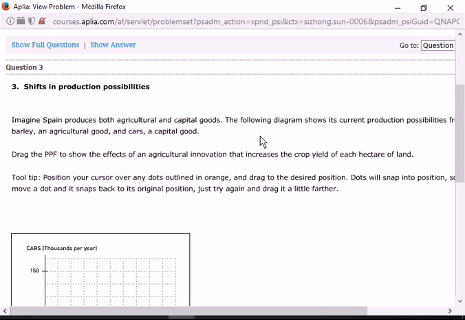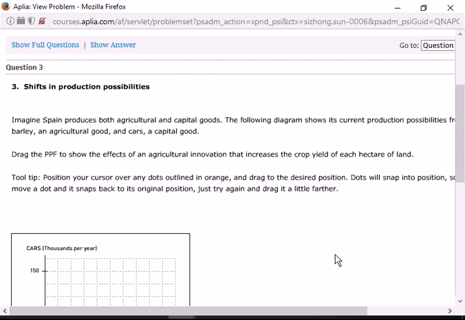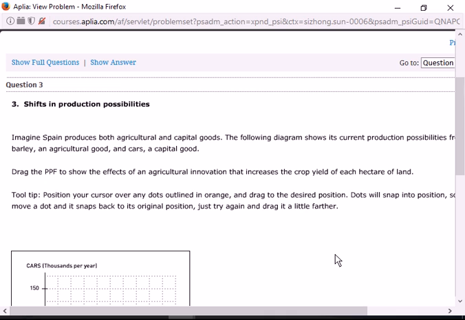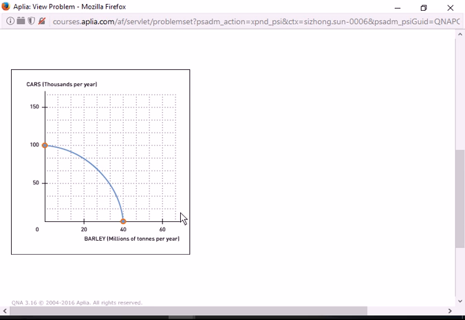Shifts in production possibility. Imagine Spain produces both agricultural and capital goods. The following diagram shows its current production possibility frontier for barley, the agricultural good, and cars, the capital good. Drag the PPF to show the effect of an agricultural innovation that increased the crop yield of each hectare of land. So now this is cars, that's barley.